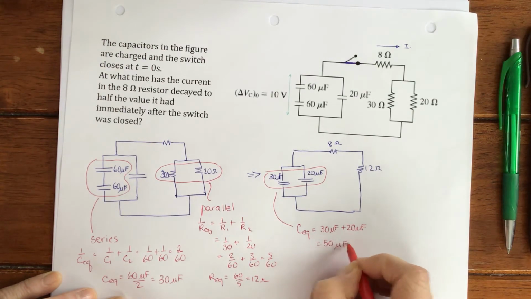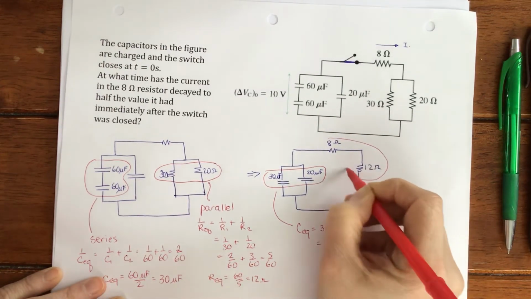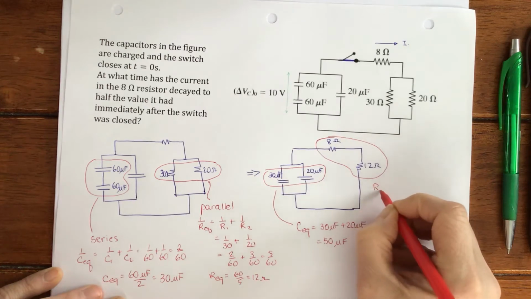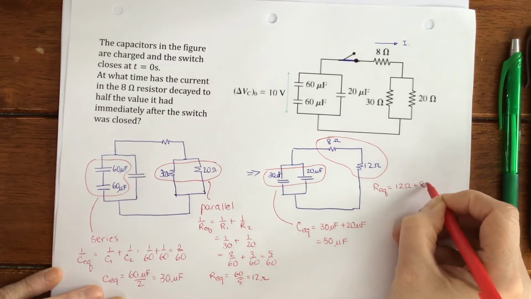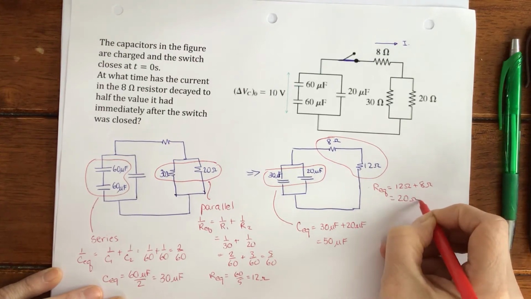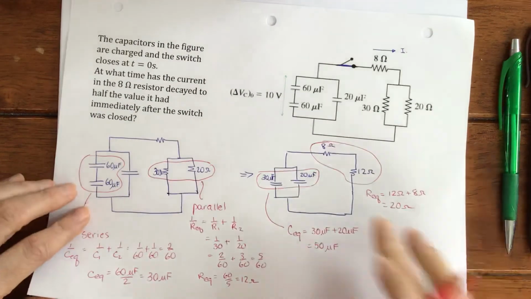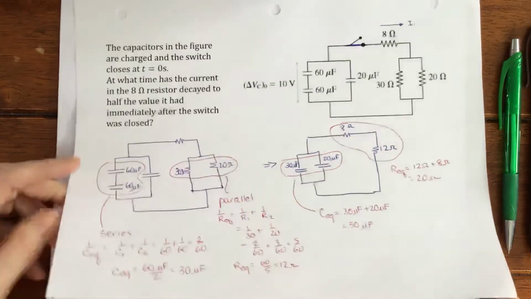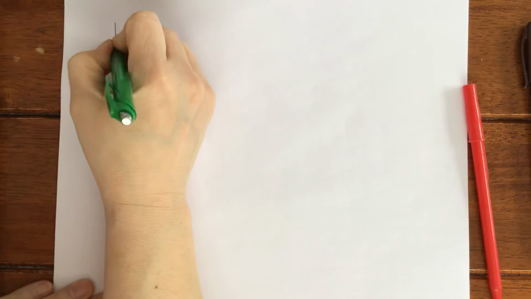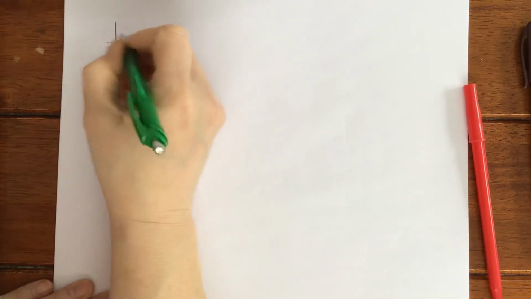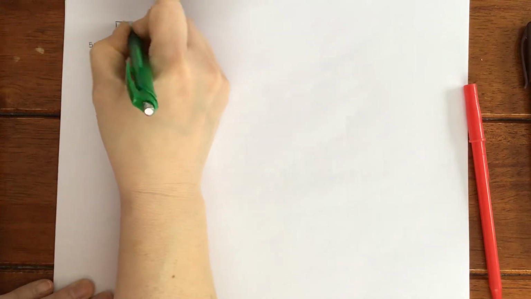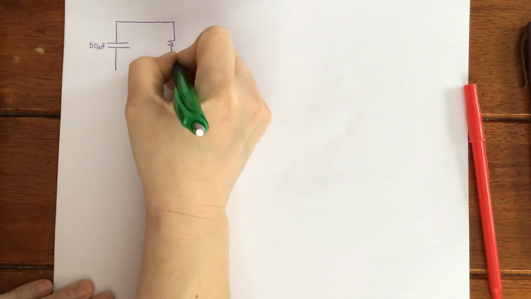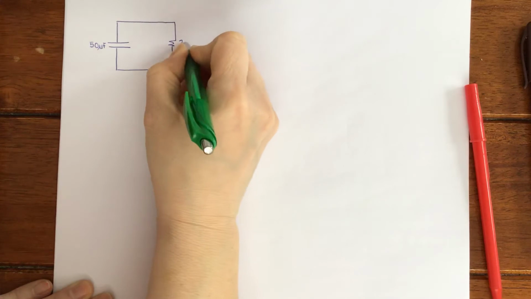And then these are two resistors in series. We know that for resistors in series, we find the equivalent by adding those guys up, equals 20 ohms. Okay, we could leave it like this, but it's a little messy. Let's redraw once more with the final simplified circuit. So we've got our 50 microfarad equivalent capacitance here, and our 20 ohm equivalent resistance here.